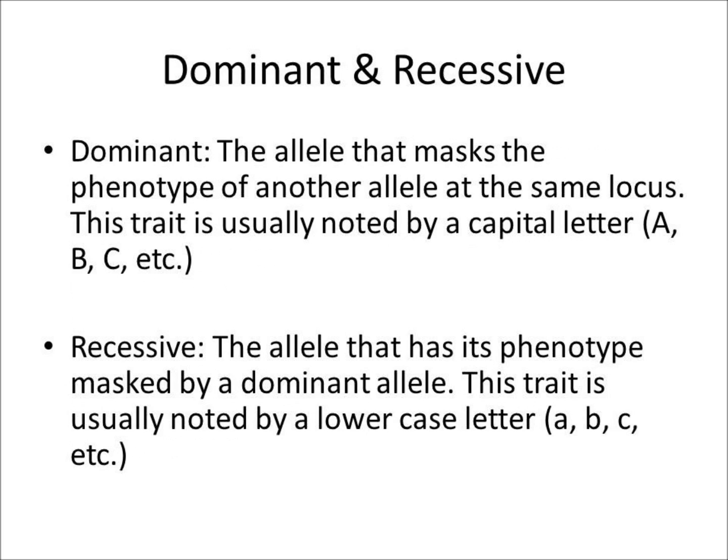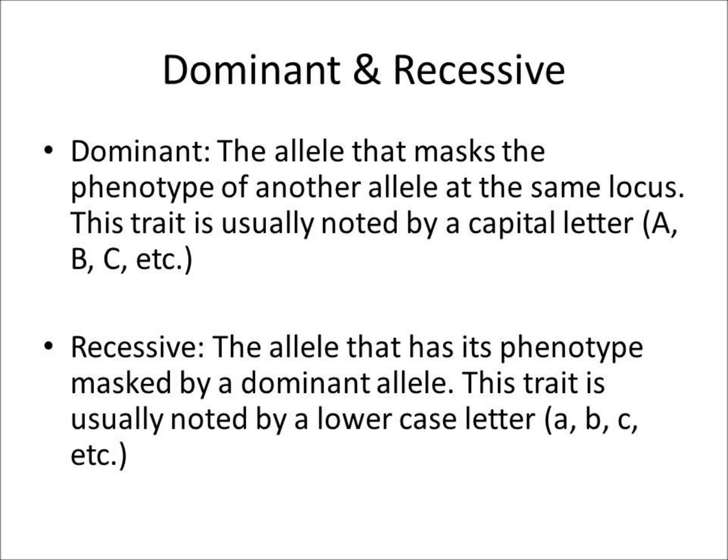A trait can either be dominant or recessive, and an allele that masks the phenotype of another allele at the same locus means that it's dominant. The allele that has its phenotype masked by a dominant allele is recessive. So dominant is usually indicated by a capital letter, and a recessive trait is usually indicated by a lowercase letter.